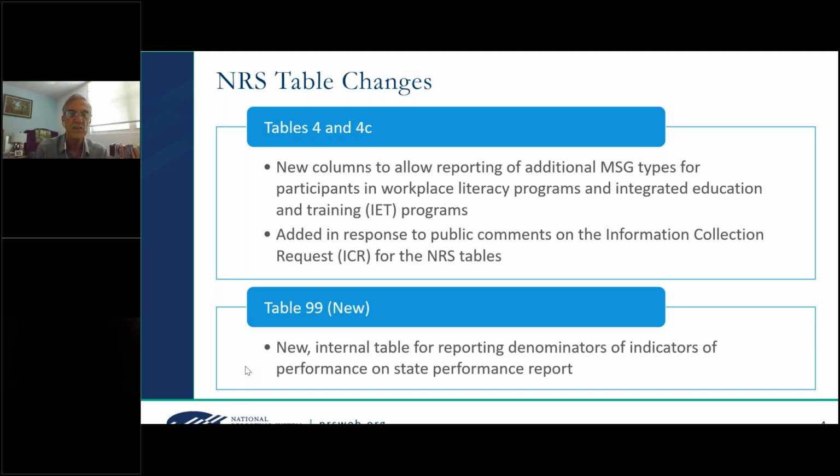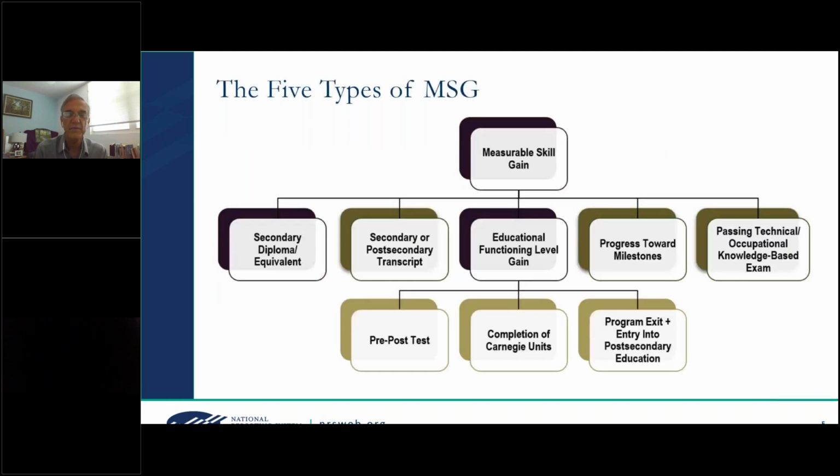We also added a table 99. And this is a new table. It is an internal table. It won't be published, and it's not for the general release. It is for reporting denominators of the indicators on the state performance report. And it's done for accuracy and validity. So let's take a look at the new table 4. To the next slide, please.